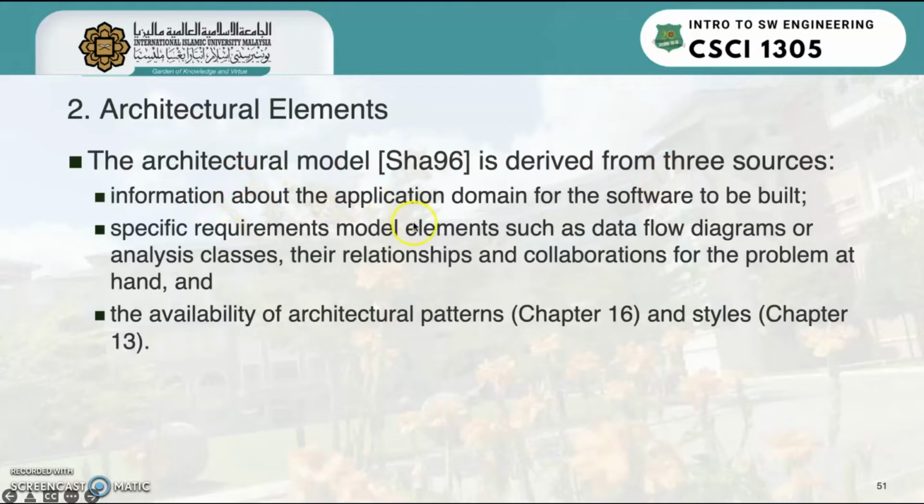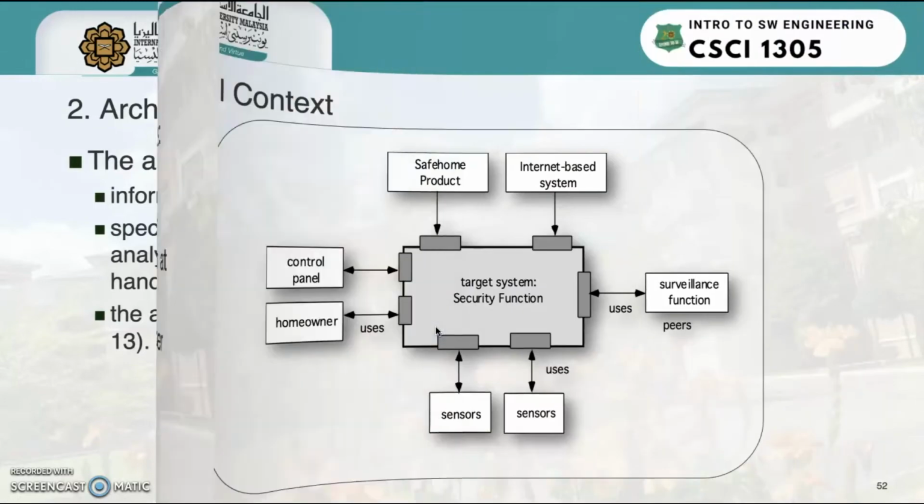And in terms of architectural elements, there are derived from three sources. One is information about the domain, where your solution will be applied. Second one is the requirements model elements, so all the models that you provide. And the third one is the architectural patterns. Now we look into architectural patterns.